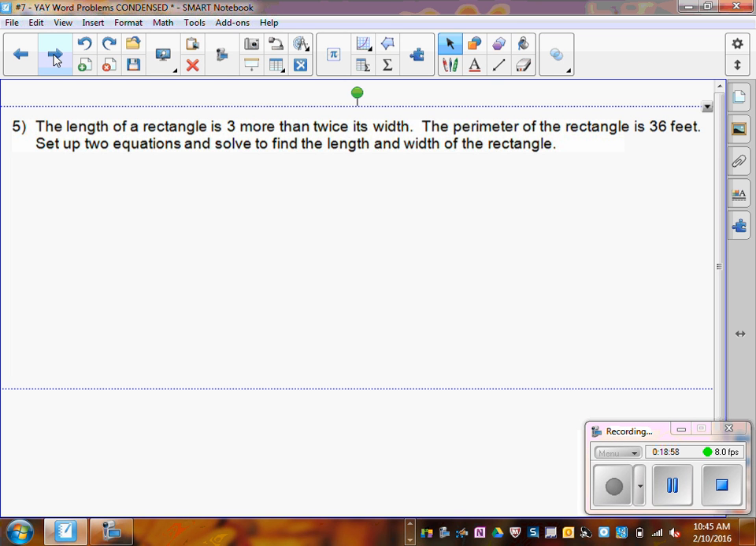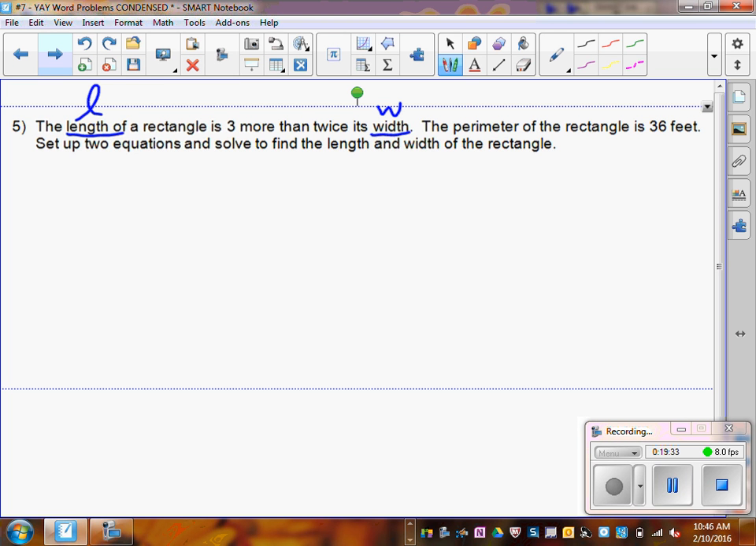So far we've been doing systems of equations, which means we have 2 or more equations. So for these word problems, we're going to be having 2 equations. So 2 equations means we need to have 2 different formulas or 2 different totals. So reading through this, it says the length of a rectangle is 3 more than twice its width. Now, they didn't give us variables to use, so we get to pick. I'm just going to use L for length and W for width. You can use X and Y. That doesn't matter. And the perimeter is 36 feet.